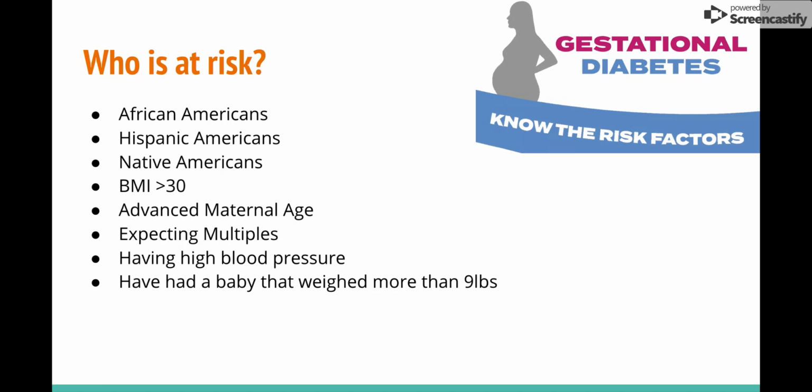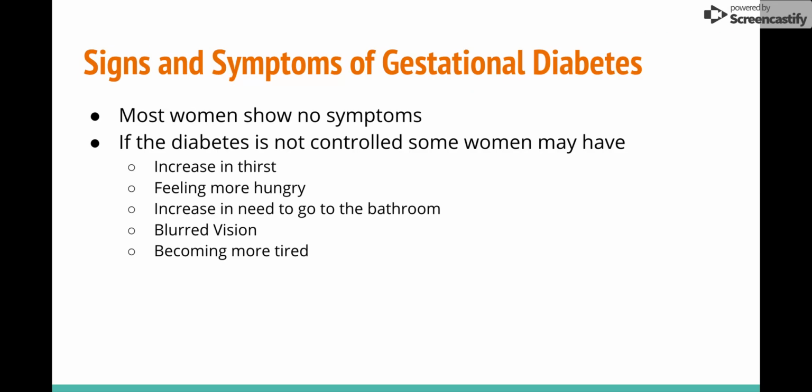So the people at risk are African Americans, Hispanic Americans, Native Americans, people with a BMI of over 30, those who are expecting twins, triplets, or quadruplets, and those with high blood pressure. And if they've previously had a baby that was LGA, or large for gestational age, or a 9-pound baby, that displays a risk for them. So maybe they will get tested at an earlier date, closer to the 24-week range.